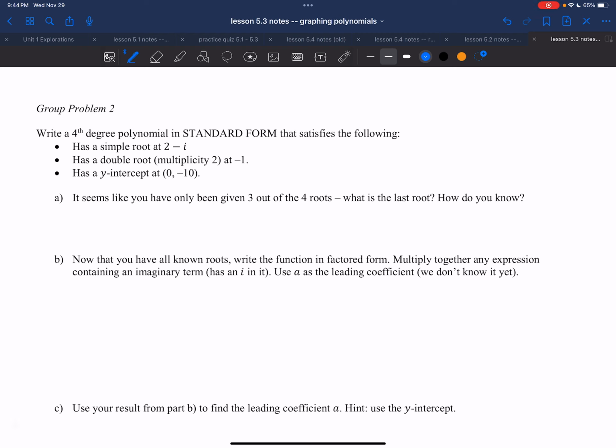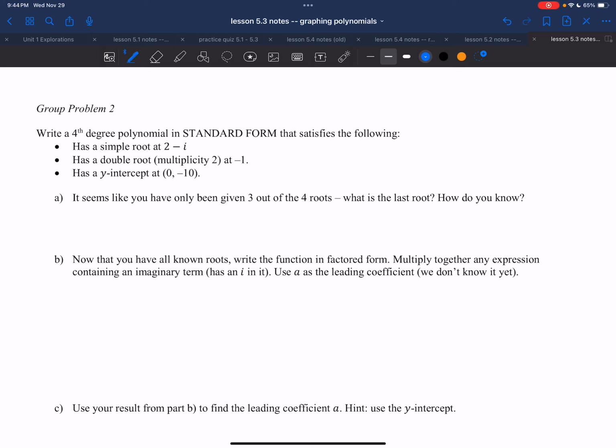I love it. Okay, group problem number 2. Your goal is to write a 4th degree polynomial in standard form that satisfies the following. And by the way, trying this on your own is quite a challenge. It's quite a task, but it's good. I encourage you to try this for yourself. If you are stuck, resume the video. But really, I want you to give an honest attempt on this because it's really an interesting problem.